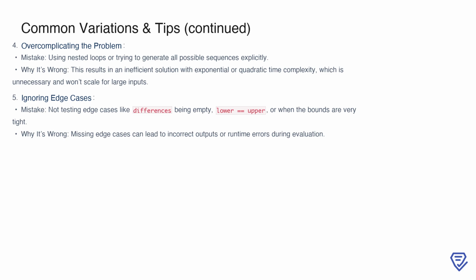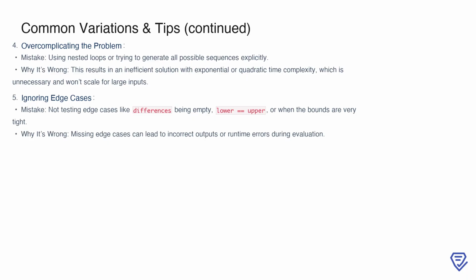This approach leads to exponential or quadratic time complexity, which is inefficient and won't scale for large inputs. Instead, the problem can be solved much more efficiently by focusing on the prefix sum approach. Another major issue is ignoring edge cases.